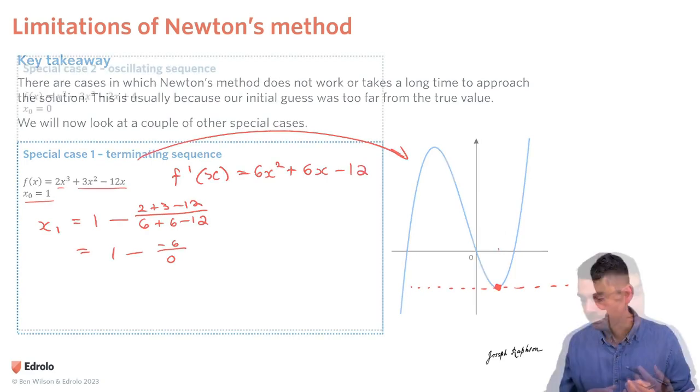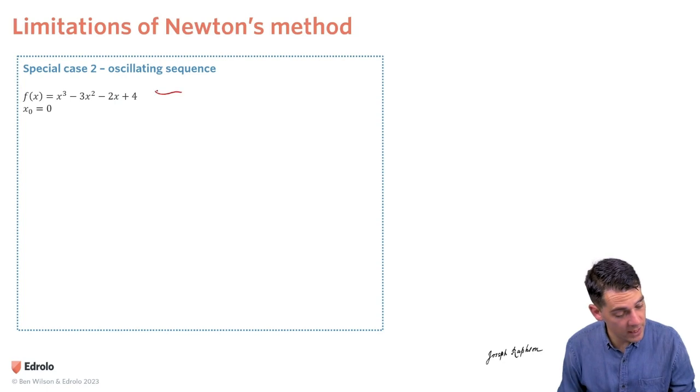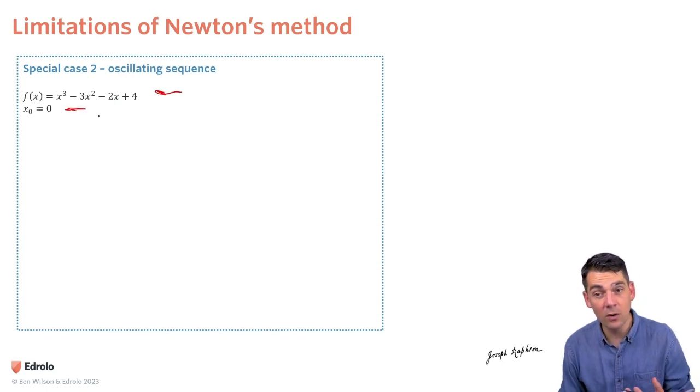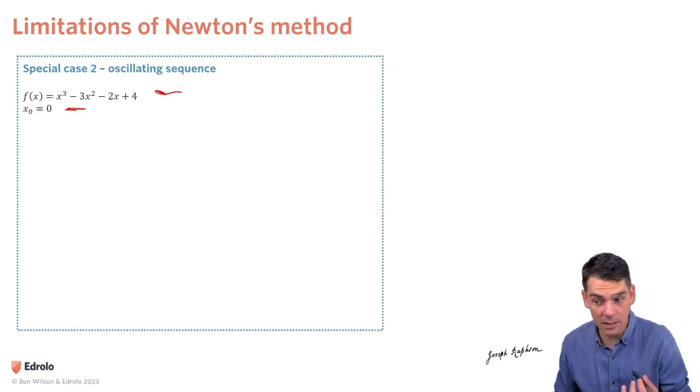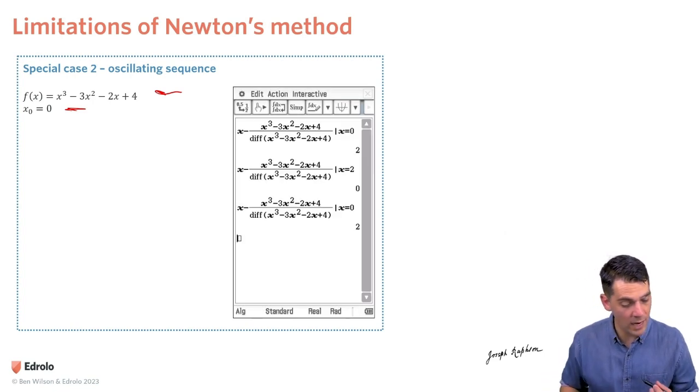Let's look at another one. So in this case, I'm going to use this function here, and I'm going to use an initial guess of 0, and then we'll have a look at why it doesn't work. To save a bit of time, I'm going to use the calculator here. So let's have a look at what happened.